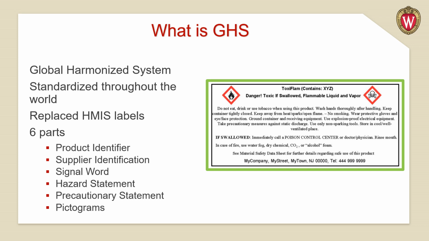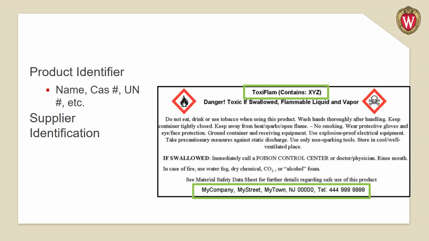As an example, here is a fictitious product by the name of Toxiflame. First, we're going to need to see some ID. The product identifier needs to have the chemical names, but could also include the CAS number or the UN number. In the case of Toxiflame here, the specific chemicals are X, Y, and Z, and Toxiflame is the product as a whole.